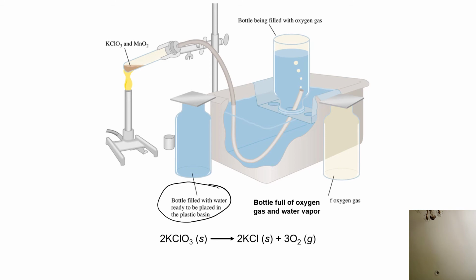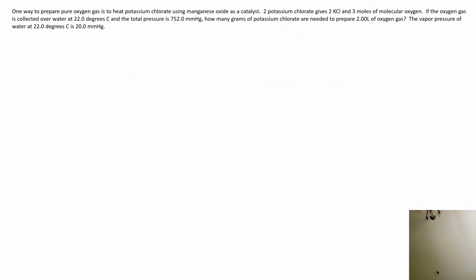So this is the reaction that occurred, and the total pressure, so that's the atmospheric pressure, is going to equal the sum of the pressure of the O2 plus the partial pressure or the vapor pressure of water at that particular temperature. So we're going to run through an example of this type of problem. And in this example, we are actually looking at the reaction that was depicted in the prior slide.